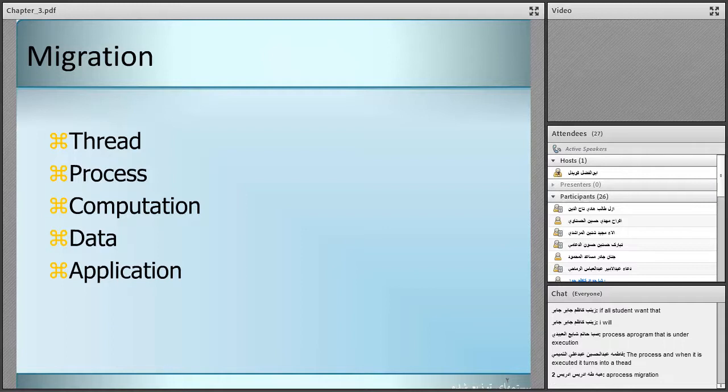I'm talking about process and thread. When you are programming with C++, for example, you have a code. This is your code. But when you start to execute, to run this code, it will be a process. So process is a program that is under execution in computer.